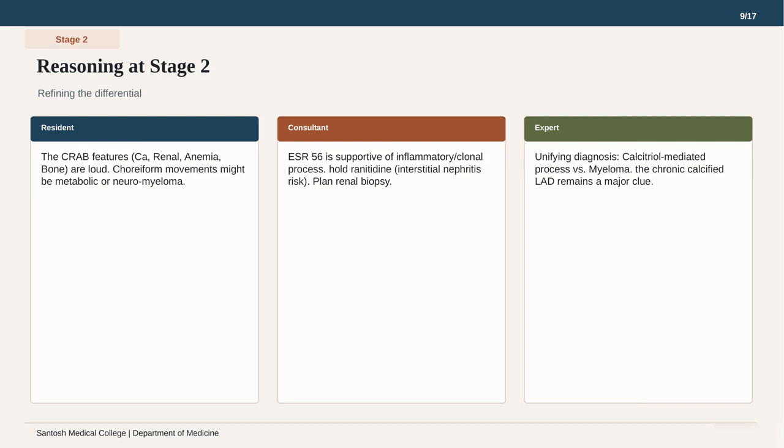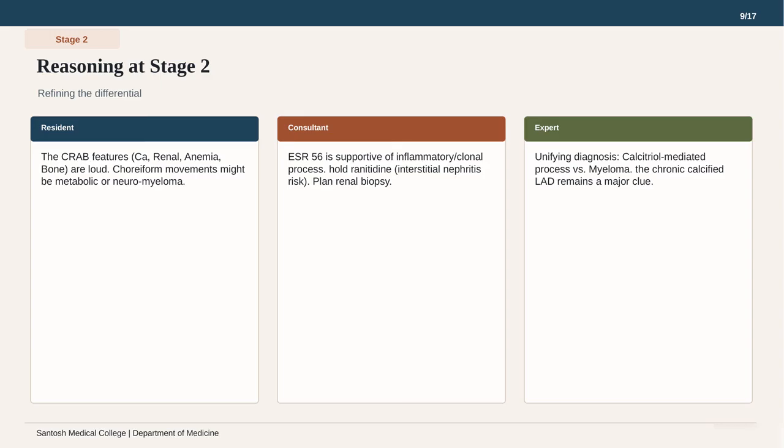The resident on the left points out that the CRAB features, calcium, renal, anemia, and bone, are incredibly loud right now, suggesting the choreiform movements could be metabolic or related to neuromyeloma. In the center, the consultant notes that the elevated sedimentation rate supports an inflammatory or clonal process and recommends planning a renal biopsy. On the far right, the expert is narrowing the focus to a calcitriol-mediated process versus myeloma, insisting that the chronic calcified lymphadenopathy remains a major clue rather than an inactive past issue.